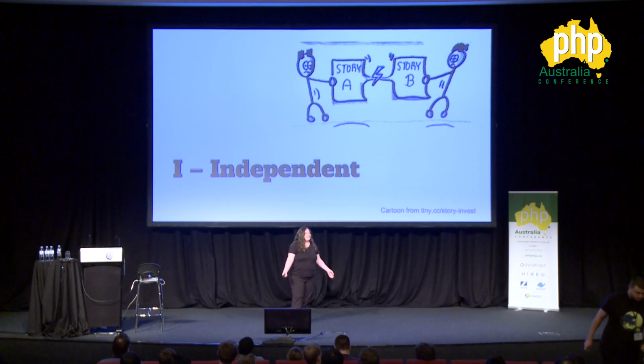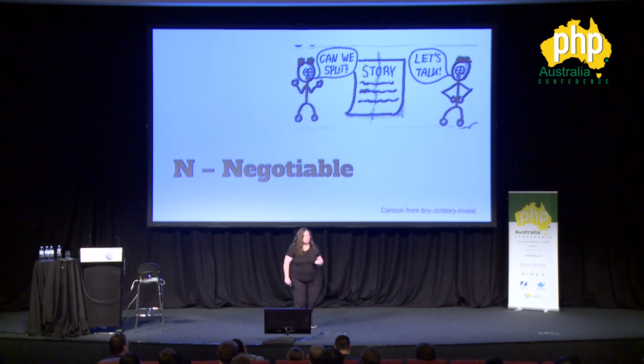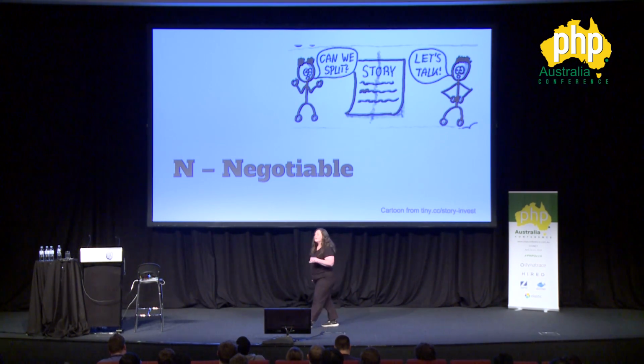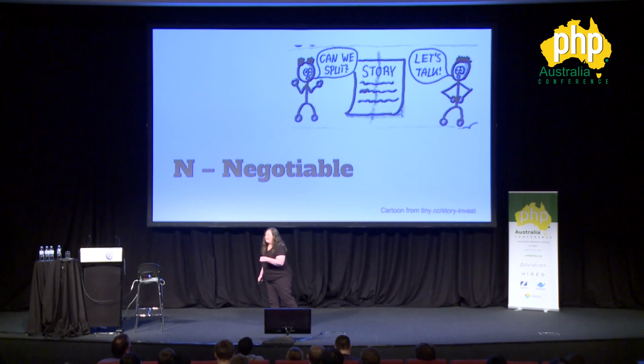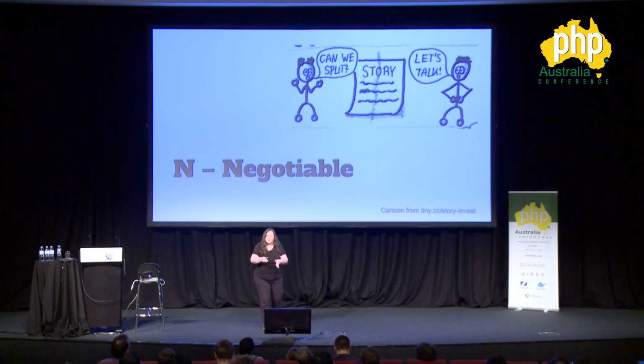The I stands for independent. Can story A stand alone from story B? Negotiable, and this comes back to that telling of the story. Can you discuss with the user what it is they want, what they need, what they think they want, what they don't need, but negotiate with them about it? Perhaps it's too big, split it up, have a conversation about it and really get into the nitty-gritty about what it is.